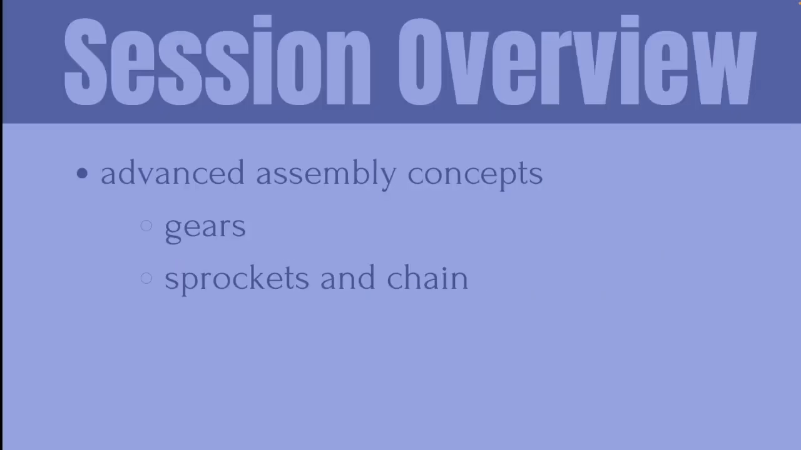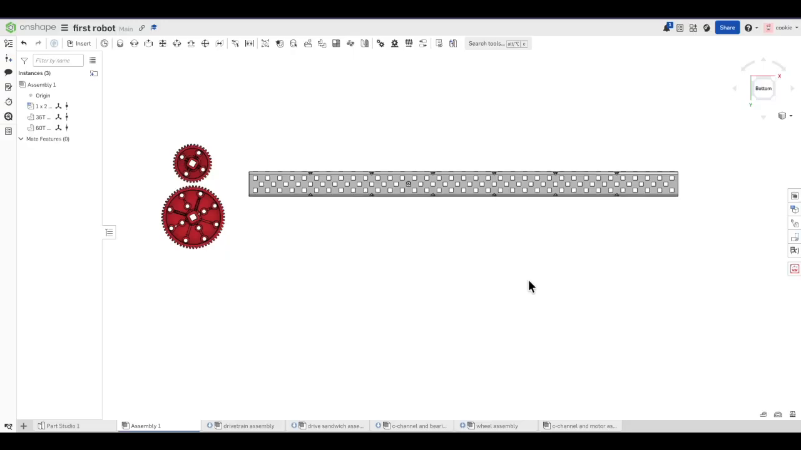At this point in time, you should all be familiar with basic and advanced assembly concepts in Onshape. Now in this video, I'll be showing you some more assembly concepts, specifically how to utilize gears and how to utilize sprockets and chain in Onshape. First, let's start off by showing you how to use gears in Onshape.